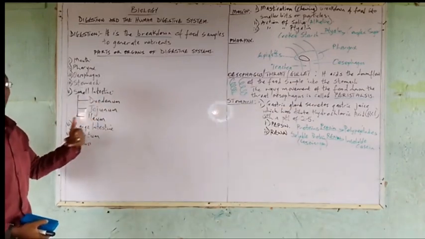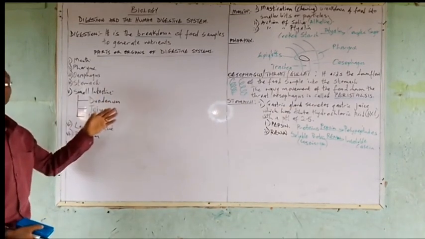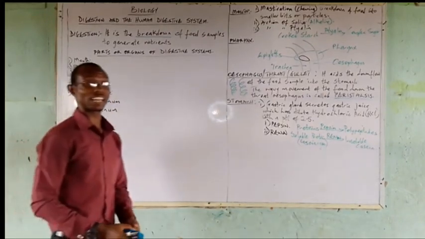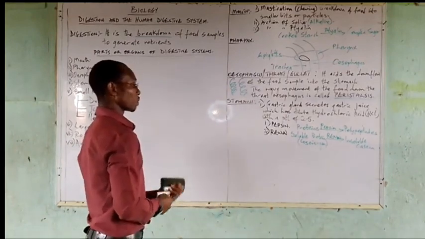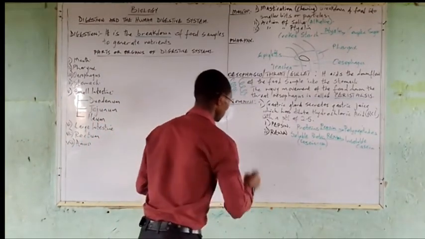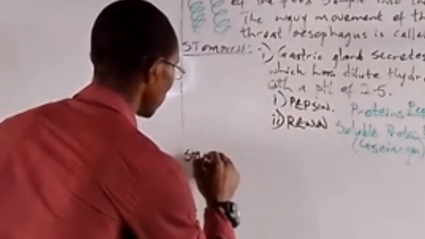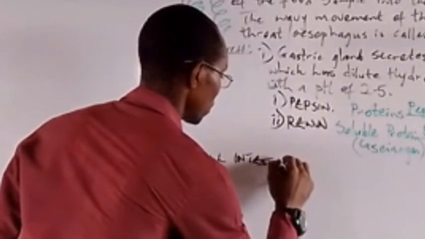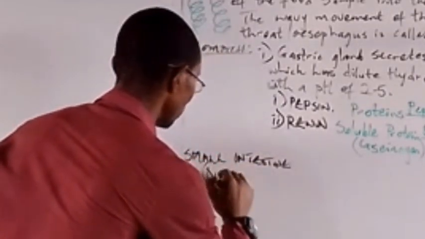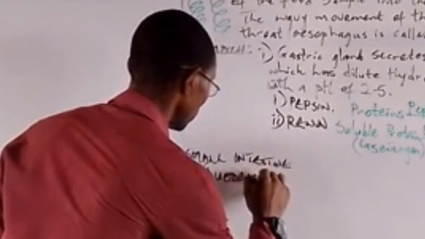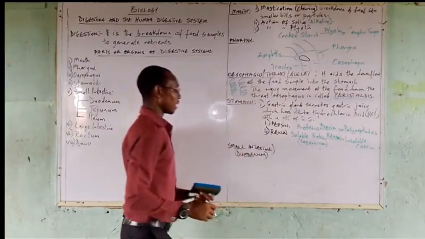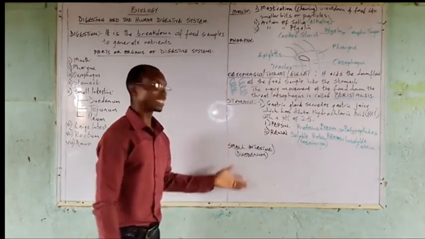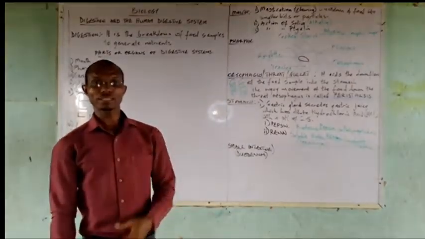The small intestine, like we said earlier on, has three parts. We have the duodenum, the jejunum, and then the ileum. So we are moving into the first part of the small intestine, which is the duodenum. So what happens in the duodenum? Let us see. Now, in that part of the small intestine called the duodenum, we have the action of some enzymes.